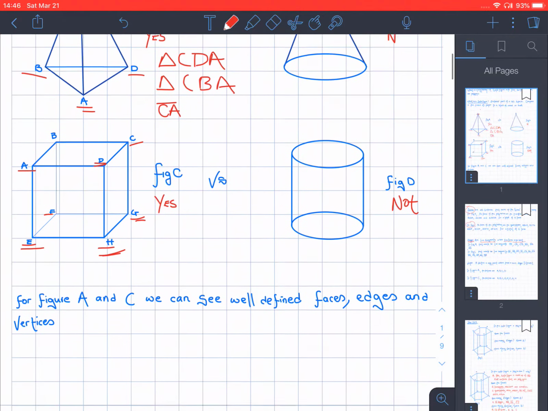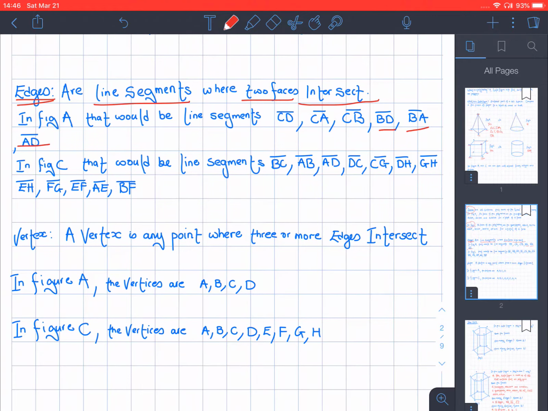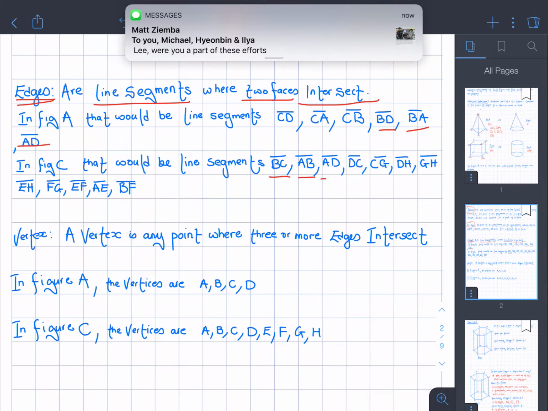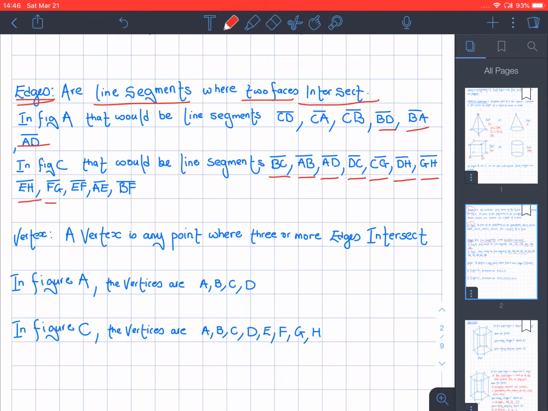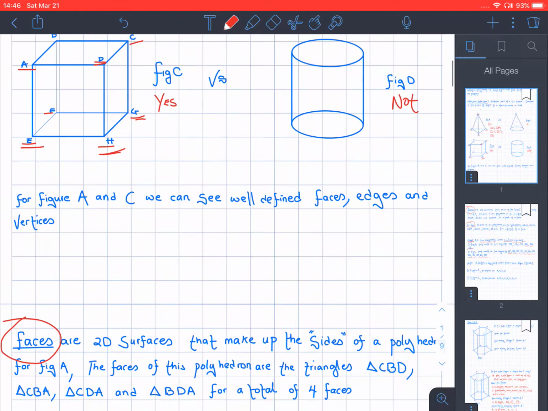And so if we continue that logic, we can actually pick up 6 edges for that pyramid. So we have lines CD, CA, CB, BD, BA, and AD. And likewise, in figure C, we can have line segments BC, AB, AD, DC, CG, DH, GH, EF, EH, AE, and BF. So these are places where two faces meet, and the faces being the sides, which are polygons.